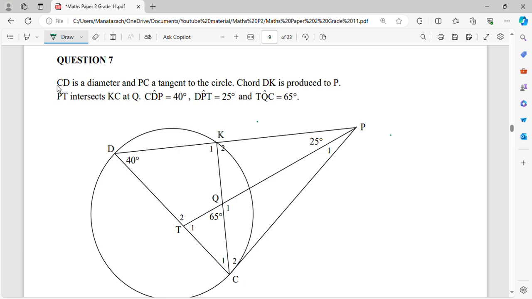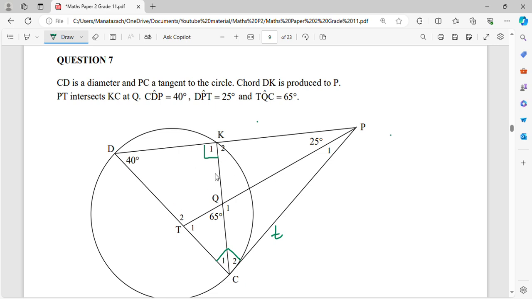It says here CD is a diameter and PC is a tangent to a circle. So if DC is the diameter, then that angle there is 90. And PC is a tangent meeting the diameter at point C, so this angle here is 90 by tangent perpendicular to diameter.